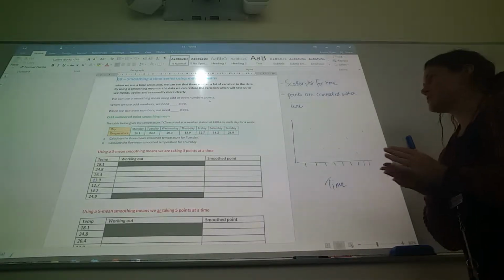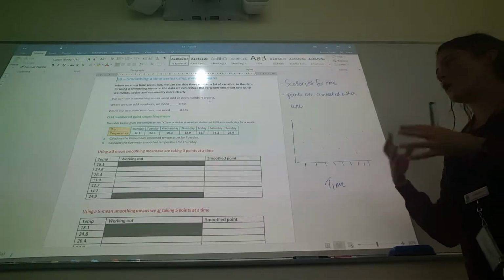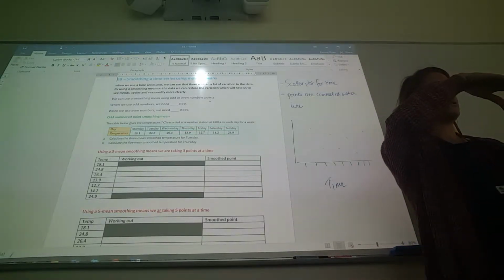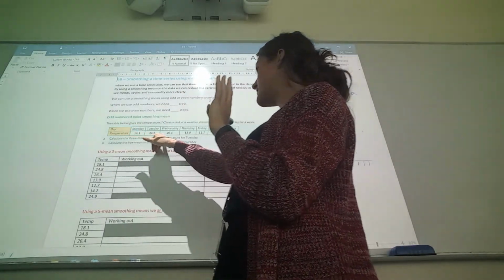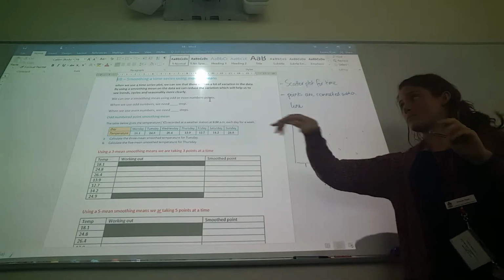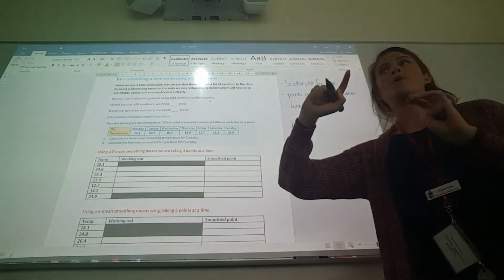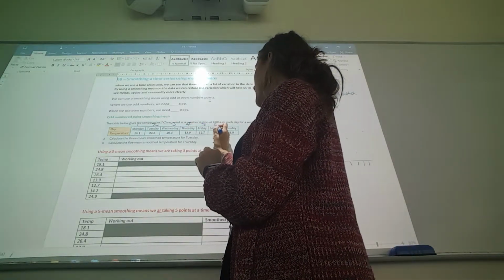So when we did our time series plots, we found that we quite often had some really big variations in our data. So what I'm going to get you to do is put this data into your calculator. What's going to go on the list 1? Yep, good. So we're going to have 1, 2, 3, 4, 5, 6, 7.